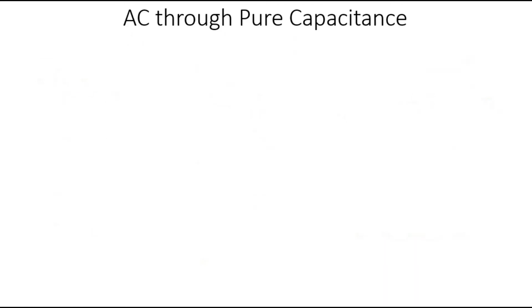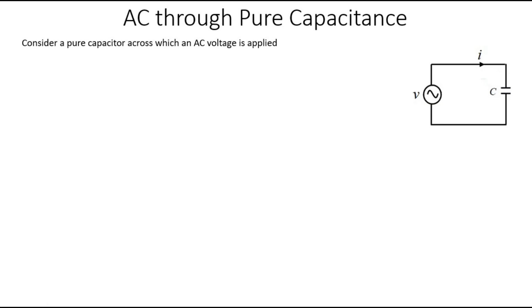So next we can analyze a pure capacitive circuit. Consider a pure capacitor across which we are applying an AC voltage. V is the applied voltage, V equal to Vm sin omega t, applied across the capacitor with capacitance C, and I is the current flowing through it. For a capacitor we have the equation charge Q equal to CV. If we differentiate, we get dq by dt equal to C dV by dt. C is constant, and dq by dt is the current I, so I equal to C dV by dt.